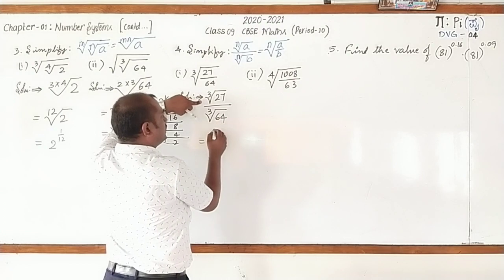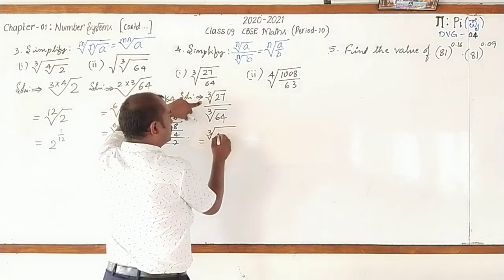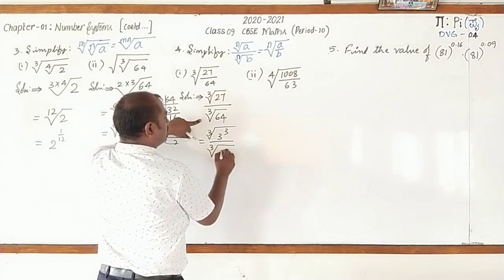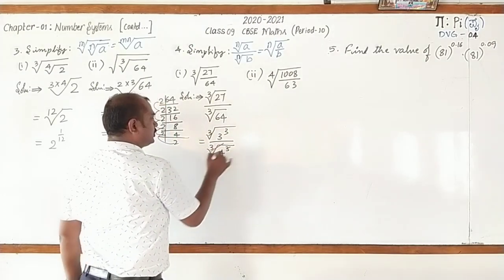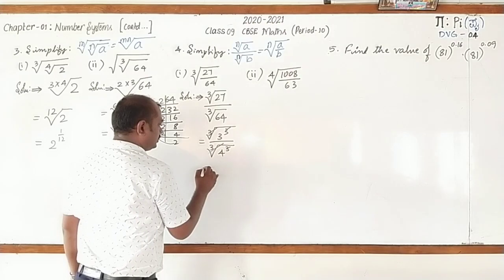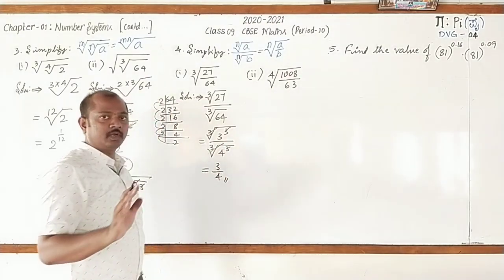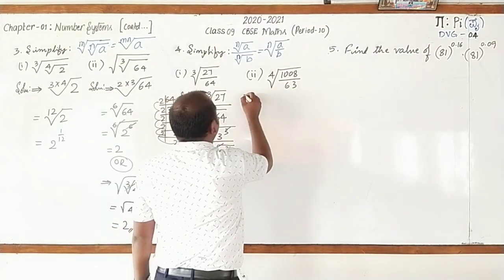You can write it directly, or else cube root of 3 cube, and cube root of 64 can be written as 4 cube. Cube root and cube get cancelled. It is 3 by 4. Got it? Next.